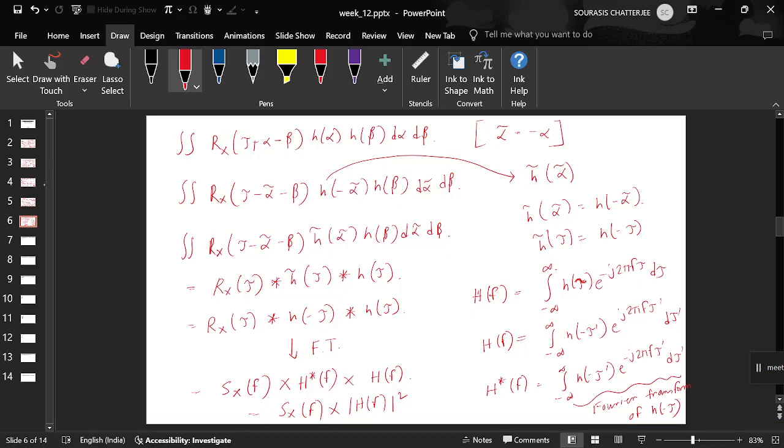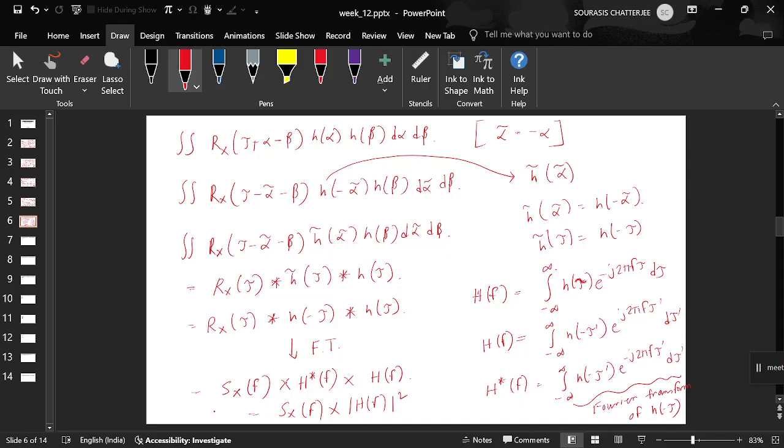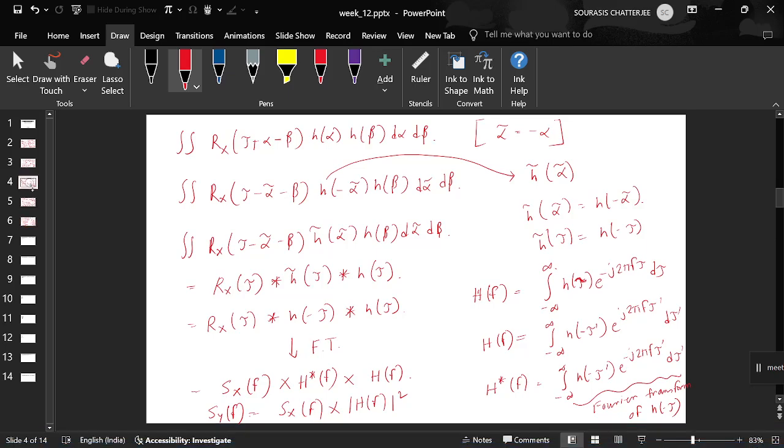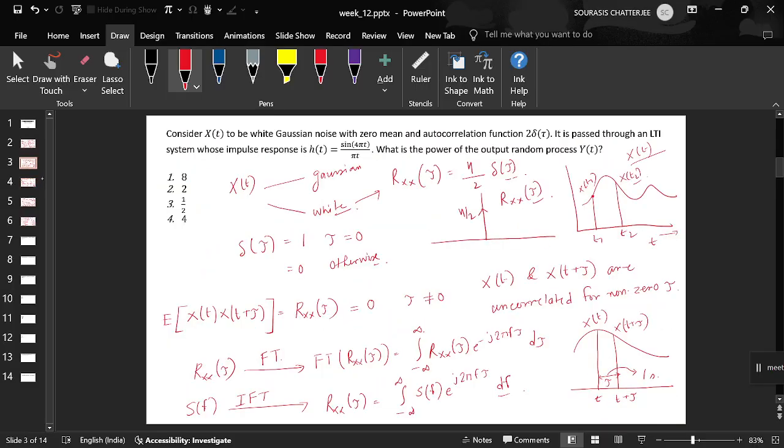So now we have this expression here. What is being asked here? Okay, just a minute. So what we obtain here is nothing but the power spectral density of y. So in the question, if you remember, we are asked what is the power of the output random process. So how to obtain the power? We have to first obtain the power spectral density of y, which we have just obtained. Now I will just integrate over the whole frequency spectrum and find the power of y of t.